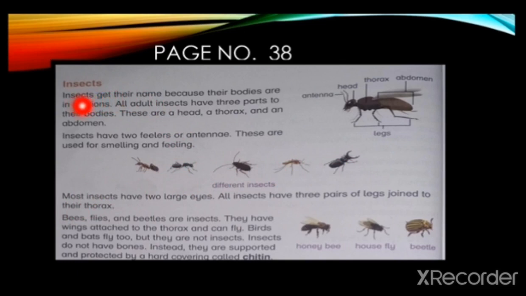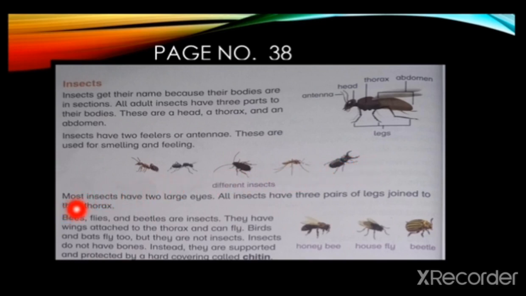I repeat this paragraph for you. Please listen very carefully. Insects get their name because their bodies are in sections. All adult insects have three parts to their bodies. These are a head, a thorax, and an abdomen. Insects have two feelers or antennae. These are used for smelling and feeling. You can see over here different insects.